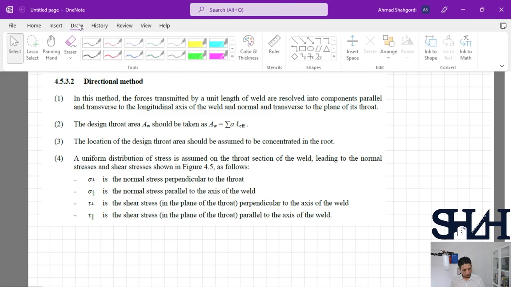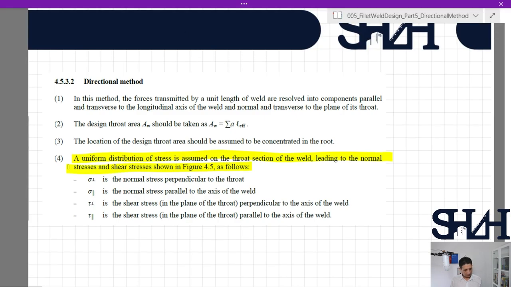So this is a very important note of the code. A uniform distribution of stress is assumed on the throat section of the weld. This is what I explained also in the stress calculation in the previous video. Sigma perpendicular is the normal stress perpendicular to the throat. Sigma parallel is the normal stress parallel to the axis of the weld. Tau perpendicular and tau parallel.